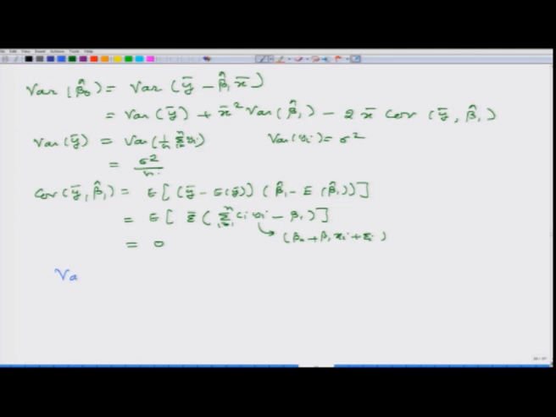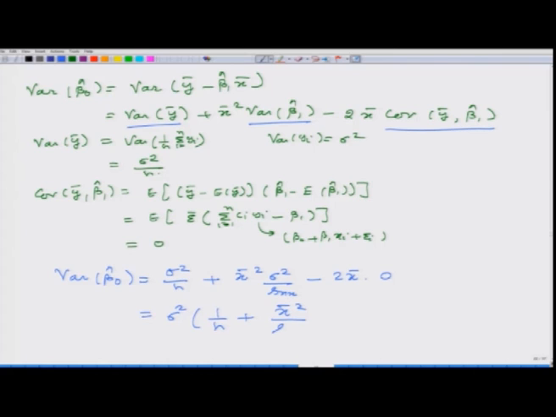So I can now write that the variance of beta 0 hat is the variance of y bar, which is sigma square by n, plus x bar square times the variance of beta 1 hat, which we already obtained as sigma square over sxx, minus twice x bar into 0. So this comes out to be sigma square times 1 over n plus x bar square over sxx.